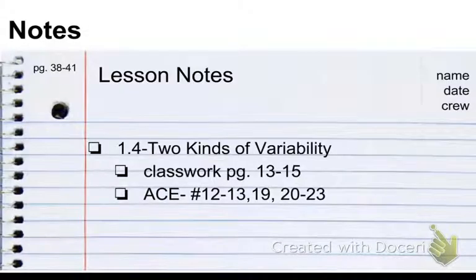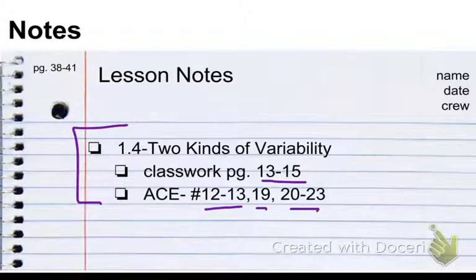Your lesson notes are going to be, sorry, not your lesson notes, our practice for today, once again, is 1.4. You're going to find it on pages 13 through 15, do problems 12 through 13, 19, and 20 through 23 in the ACE problems. Alright, ladies and gentlemen, have fun, ask lots of questions, do some good math.